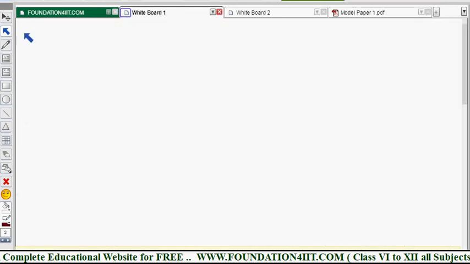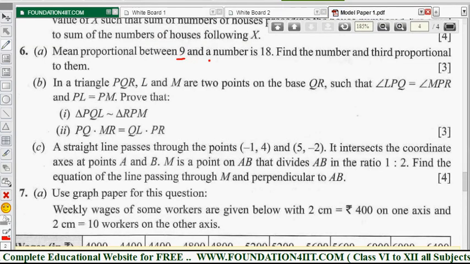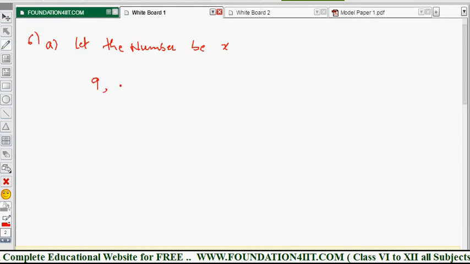So if you take question 6, let the number be x. So x value you need to find out. According to the question, 9, 18 and x are in continued proportion. The mean proportional between 9 and a number is 18, so 18 should be in the center. That means according to the question 9, 18, x. So mean proportion is 18. That means 9, 18, x are in continued proportion.